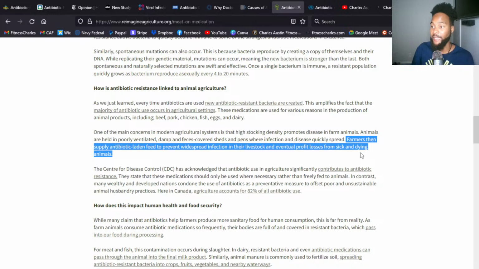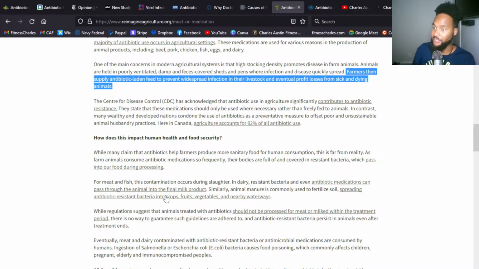There's no money to be made in dead livestock. So the only way that they can keep these animals alive long enough to make it to slaughter is to start pumping them up with antibiotics. Okay. So again, how does this impact human health and food security, right?